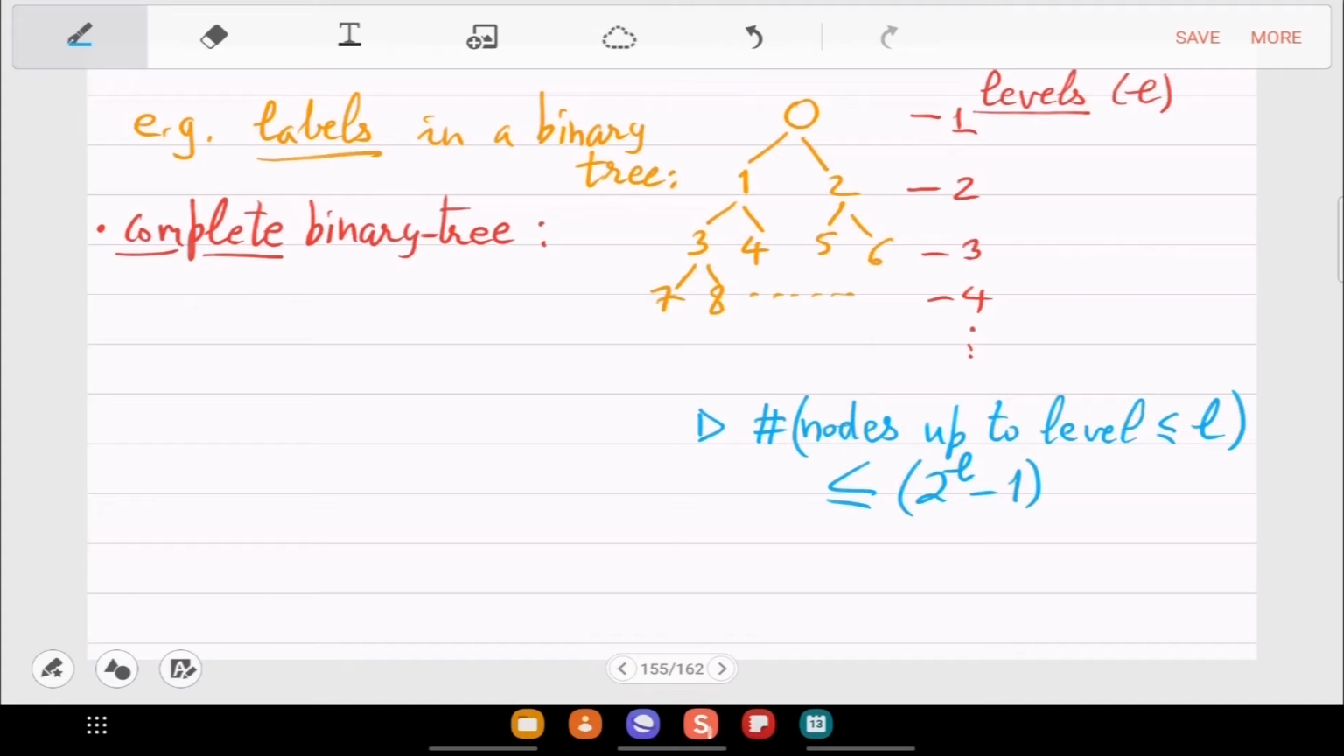Okay, you can check the formula. So L equal to 1 gives you 1, then L equal to 2 gives you 3, then 7 and so on. Right? So this is the exact number. So if you had a full binary tree of level L, then you will have exactly 2 raised to L minus 1 nodes. And how many in a single level?